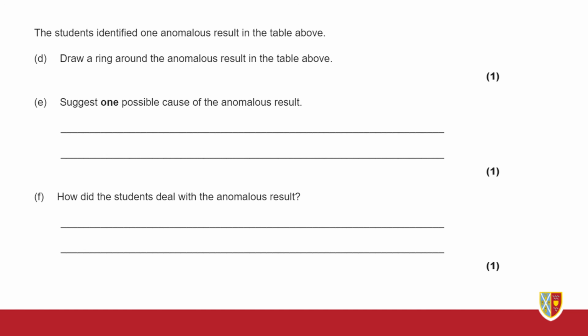So again, we've got a couple of questions about the practical. Suggest one possible cause of the anomalous result that was in the table, and how could students deal with that anomalous result? What have they actually done with it? And again, I'm just going to go through answers on this one. You can't see the stuff without sending your video back over, so we'll just have a look.